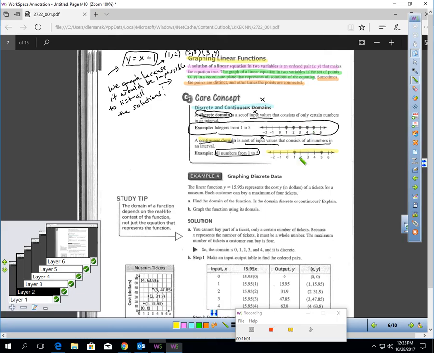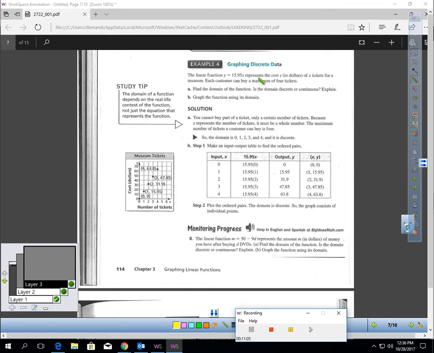Let's talk about graphing discrete data, that's select data. The linear function y equals 15.95x represents the cost, y in dollars, of x tickets for a museum. So think about that. Y is the cost. Y is the cost of the tickets. Each ticket must cost $15.95, and x is the number of tickets I could buy. Okay, so next, find the domain of the function.